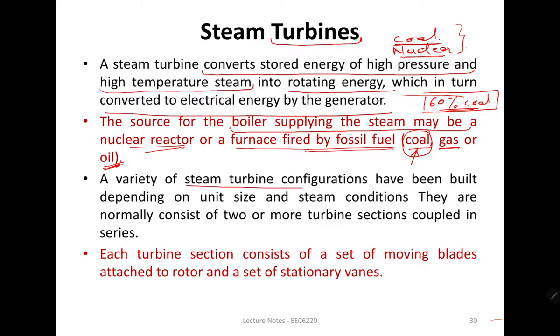A variety of steam turbine configurations have been built depending upon the unit size. This also depends on the size of your power plant. We have different sizes of steam turbine, from a few megawatts to several hundred megawatts. In NTPCs we have approximately 500 megawatt units and 200 megawatt units, and in other power plants we have 50 megawatts, 40 megawatts, like that. The larger the megawatt rating of a particular unit, the larger the size of the turbine; it depends upon the unit size and the steam conditions.